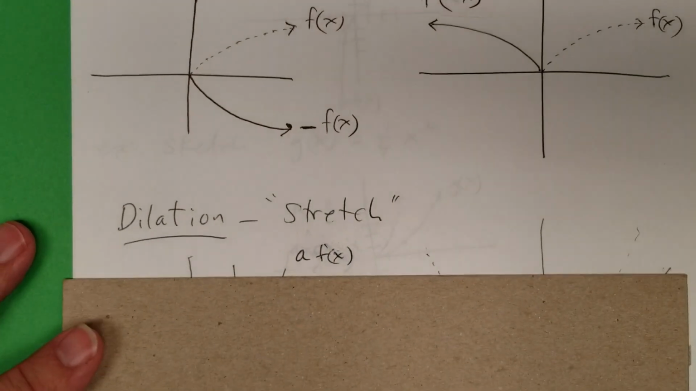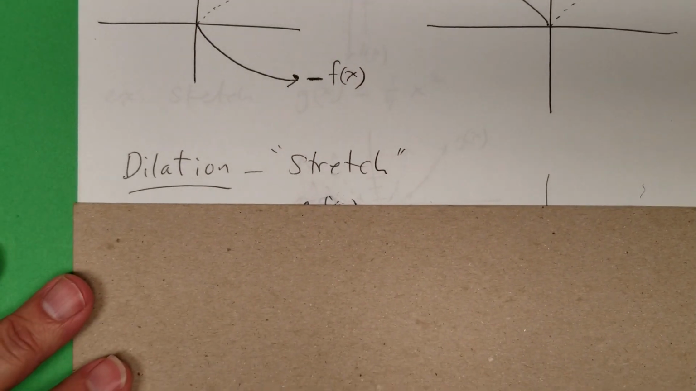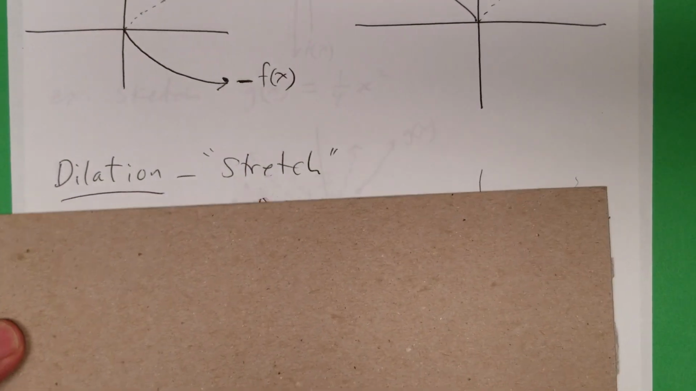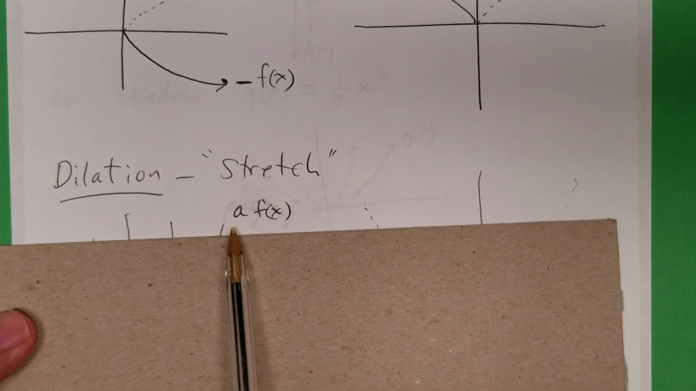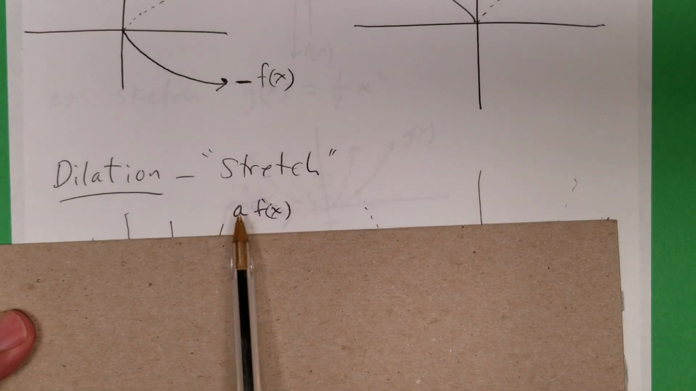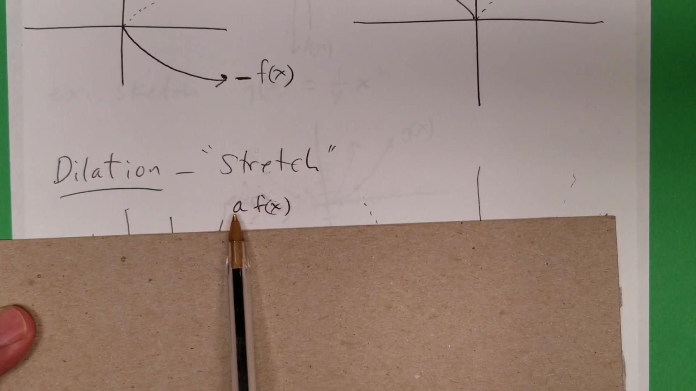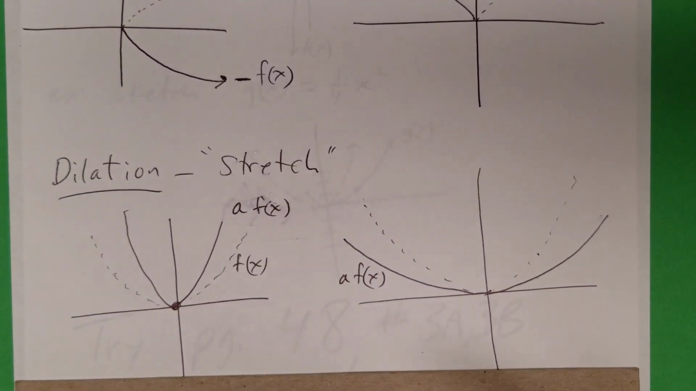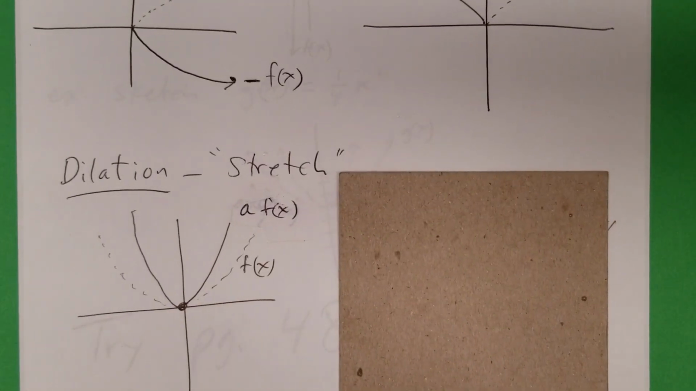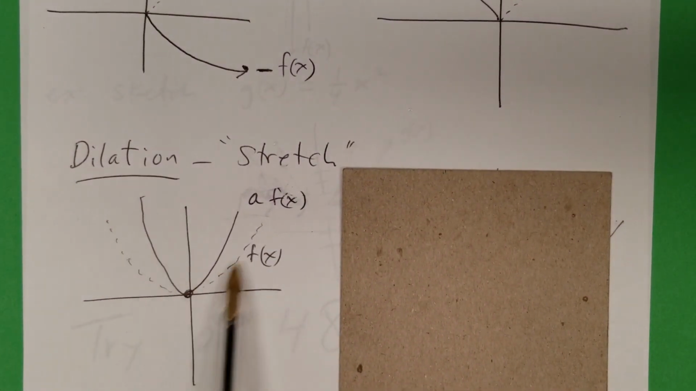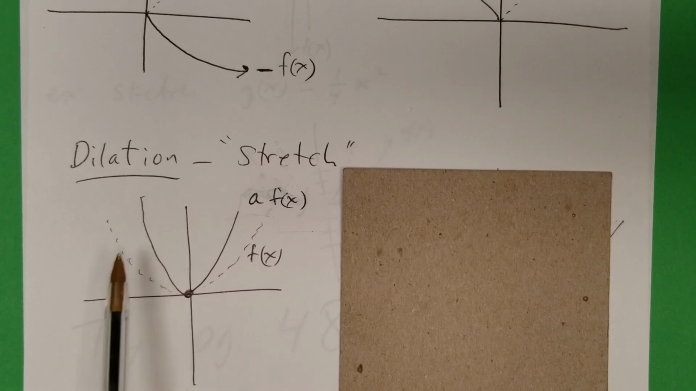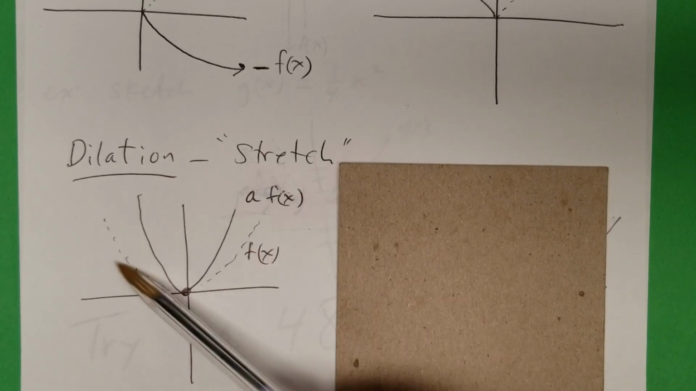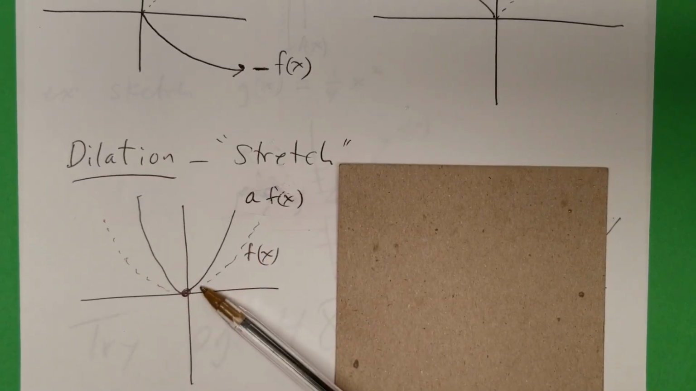The last one is called dilation or stretching. That is when you put a number in front by multiplying, right? A number in front of the function, a multiplier. Okay? Now you remember this as x squared, right? So the dotted one would be the original x squared, just f of x equals x squared, plain.